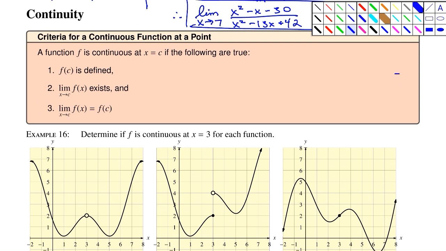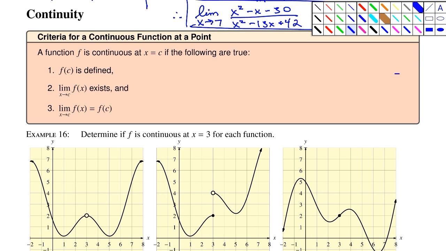But if you have to pick up your pencil for some reason, say to jump over a hole or jump over a vertical asymptote or whatnot, then the function is discontinuous at that particular point. Now, in a calculus class, we use 3 criteria to determine if a function is continuous. And they are the following.